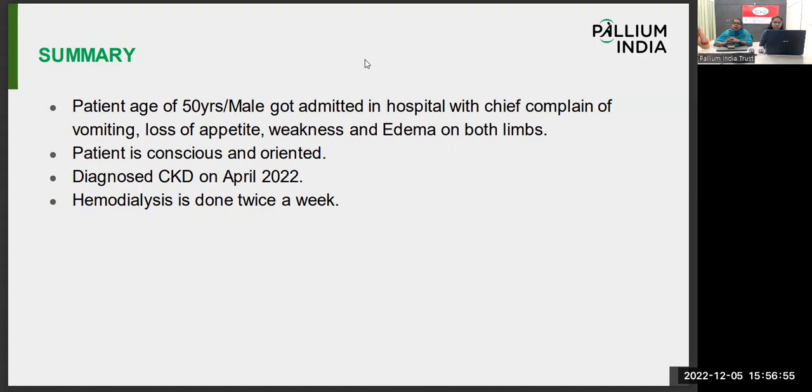Because if they have psychosocial distress and don't have anyone to share with, definitely the symptoms will increase, because the physical distress will increase. If there is no one to listen to their concerns, you had better think about palliative care.